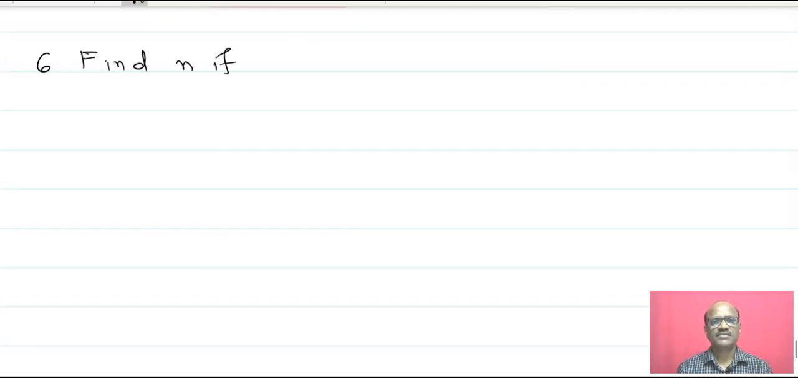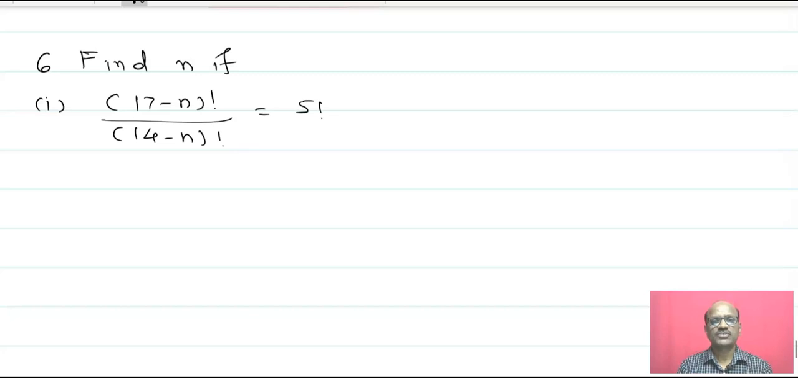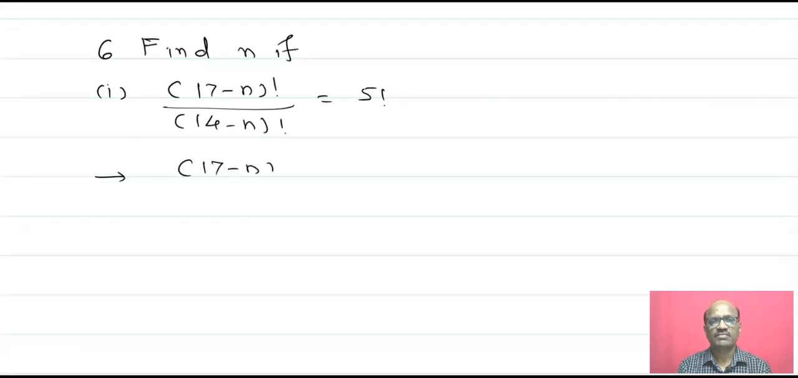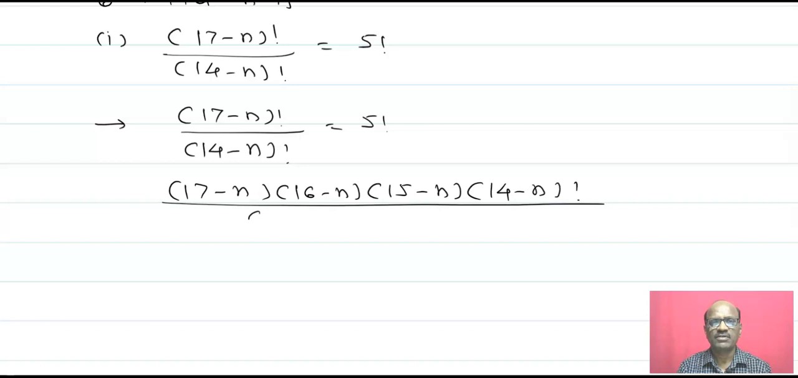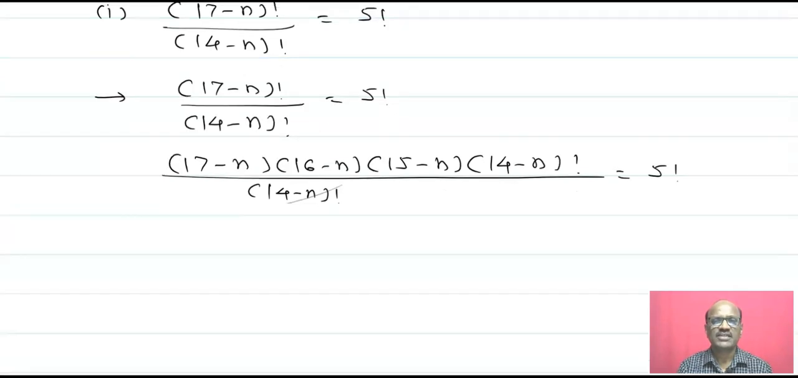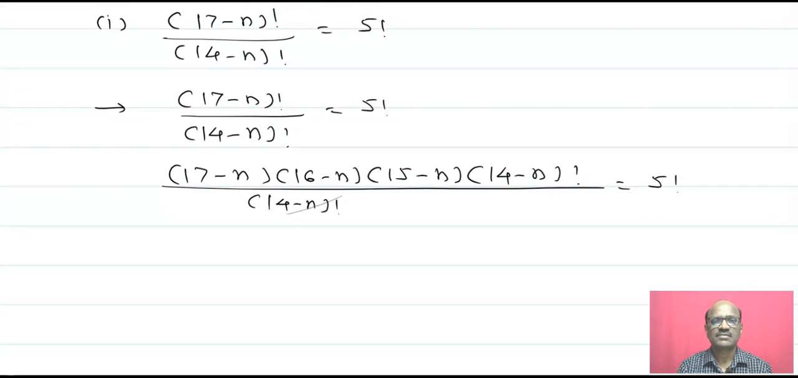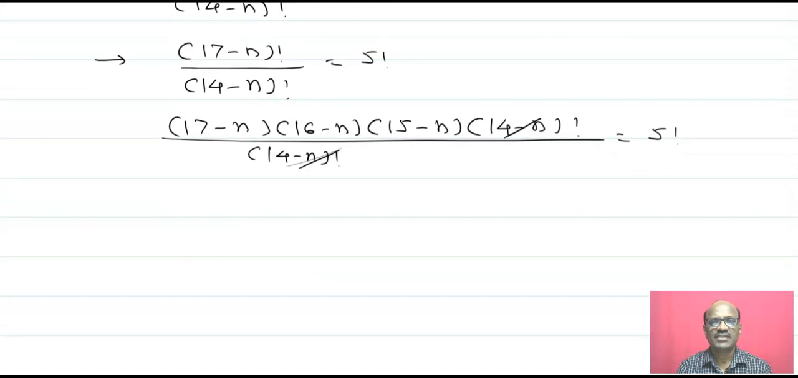Number 6. Find n if 17 minus n factorial upon 14 minus n factorial is equal to 5 factorial. Now evaluate this. 17 minus n, 16 minus n, 15 minus n, 14 minus n factorial upon 14 minus n factorial is equal to 5 factorial. Now these two terms get cancelled, that is 14 minus n factorial and 14 minus n factorial get cancelled. That is 17 minus n, 16 minus n, 15 minus n is equal to 5 factorial.